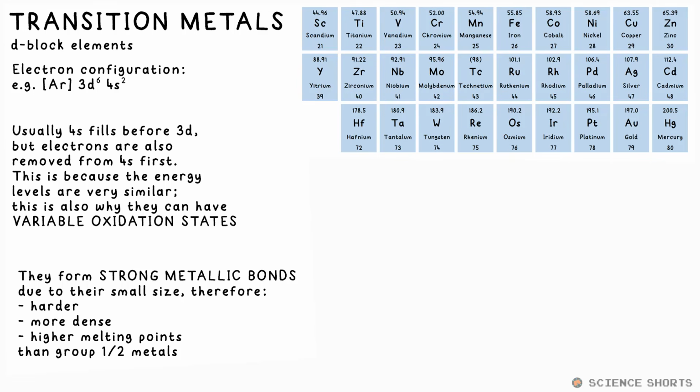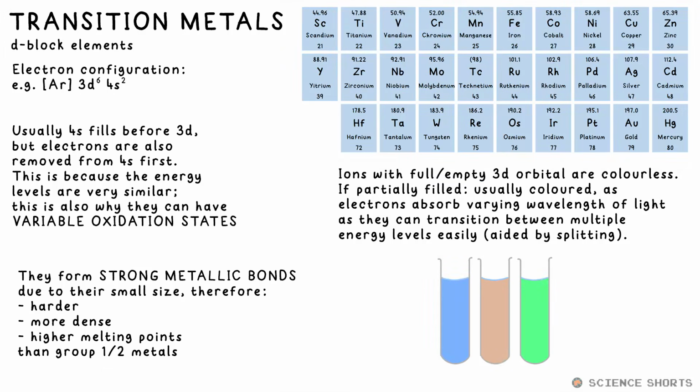This is because it requires similar energies to remove 4s and 3d electrons, but they are removed from the 4s orbitals first. Ions with a full or empty 3d orbital are colorless, whereas those that have it partially filled are usually colored. Electrons absorb light and are promoted or excited to a higher energy level. As it returns to its original energy level, it re-emits light at different wavelengths, which we perceive as color. This is particularly the case with transition metals because their electrons can move between these energy levels more easily than in other metals.